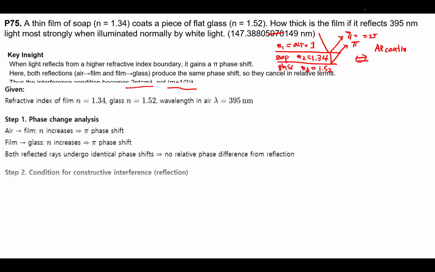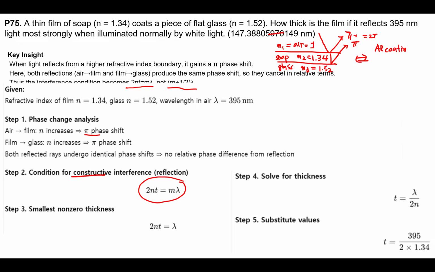So you need to be very careful about the configurations, right? For the constructive condition, even though we are using soap, because of the glass on the bottom, you get this condition. The smallest non-zero is m equal to 1, and then t can be found from this relationship. Okay, thank you.